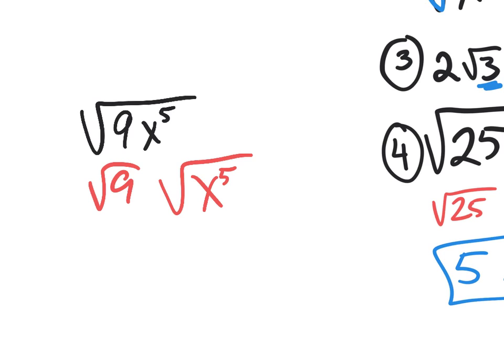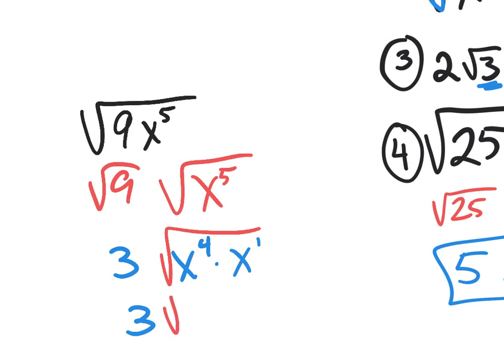What's the square root of 9? 3. Square root of x to the 5th. I know I want it to be divisible by 2. But the 5, I would rather you rewrite the x to the 5th as x to the 4th times x to the 1. That's using rule 1 of exponents backwards. That way, when you split them, you'll be able to do the x to the 4th. So the 3's out in the front. The square root of x to the 4th is right here, and the square root of x is right there.